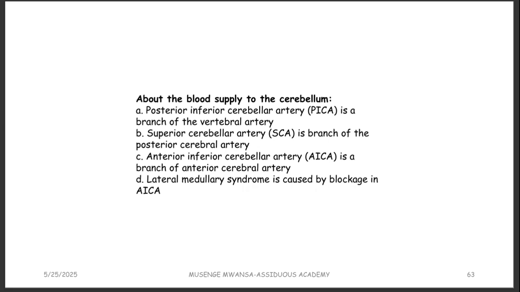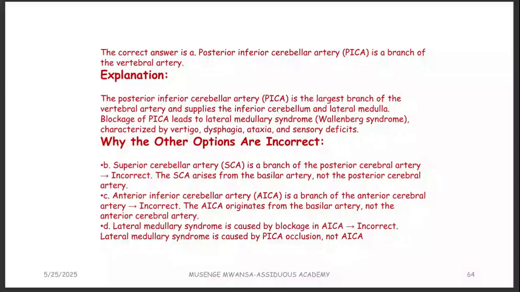Let's start with option A. Posterior inferior cerebellar artery is a branch of the vertebral artery. Is that true? PICA comes from the vertebral artery. Okay, that's true, so that's actually the answer. If one is an answer, the others can't be answers. Superior cerebellar is a branch of the posterior cerebral? Superior cerebellar comes from the basilar. And then anterior inferior is a branch of the anterior cerebral? Anterior inferior also comes from the basilar. Lateral medullary syndrome is caused by PICA occlusion and not ICA. Okay.